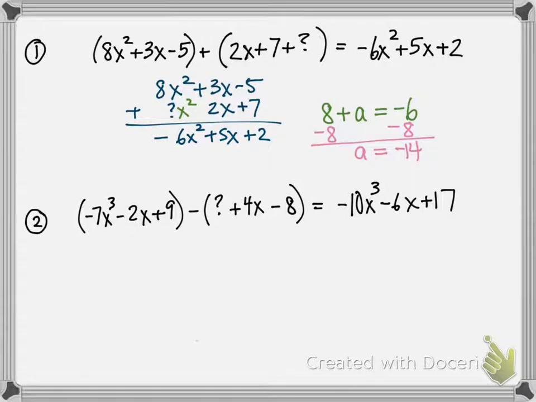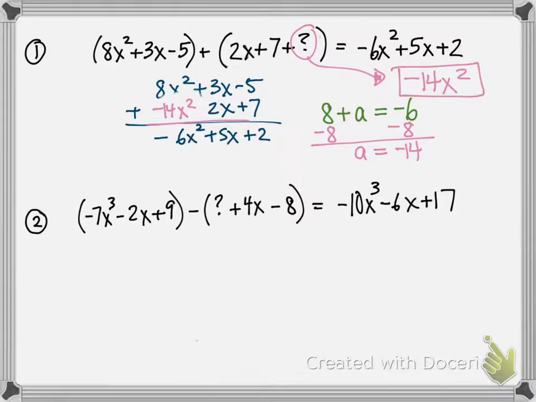So let's throw that in here. Let me erase this. So this is negative 14x squared. So let's check. 8 plus a negative 14 is negative 6x squared. So this answer right here should be negative 14x squared.